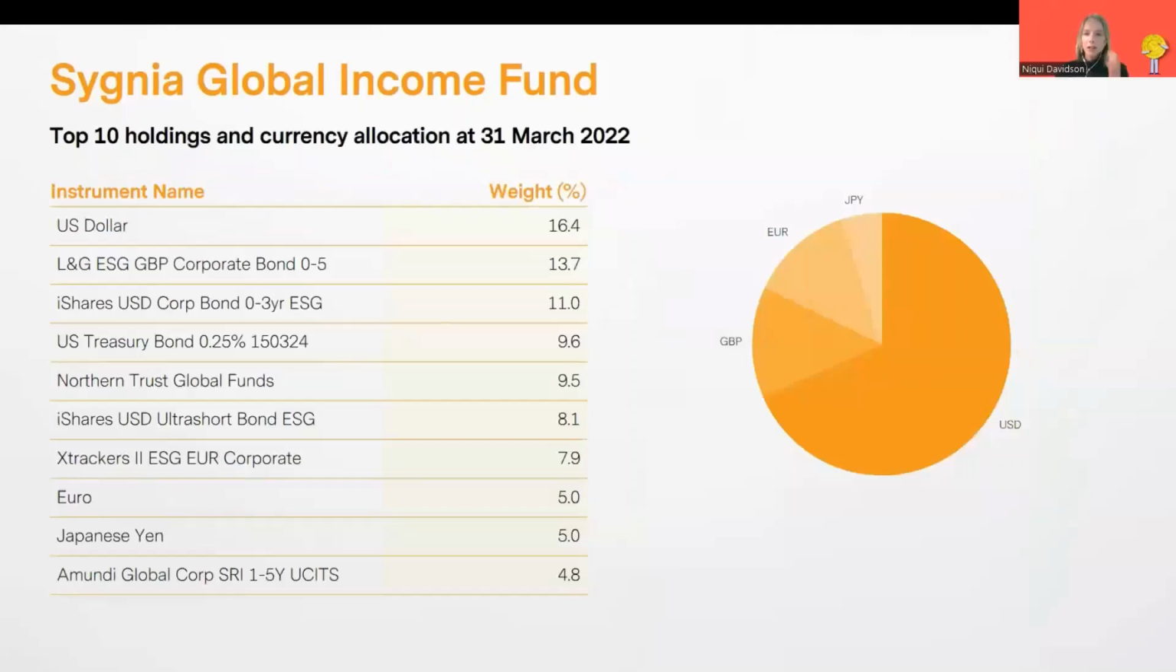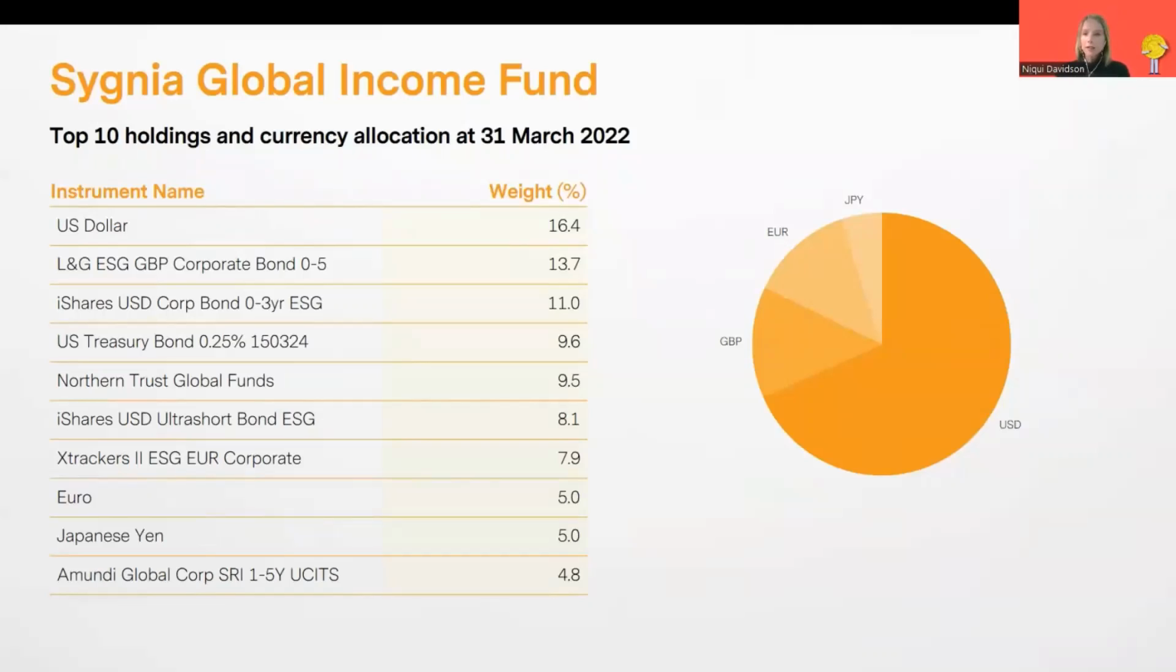If we take a look at the top 10 holdings of the fund, you can see some of the currency allocations there, as well as the investments into collective investment schemes. The investment schemes that we use are predominantly ETFs, so very liquid and add nicely to the diversification of the portfolio.